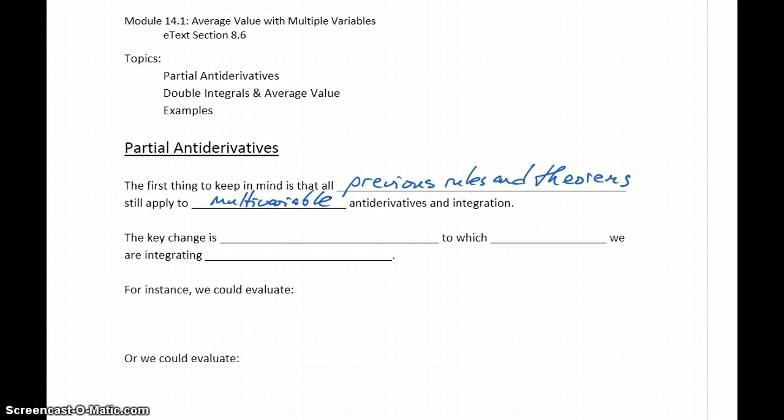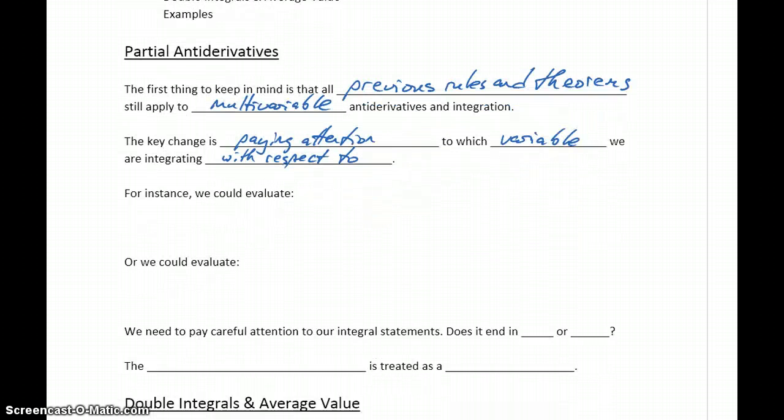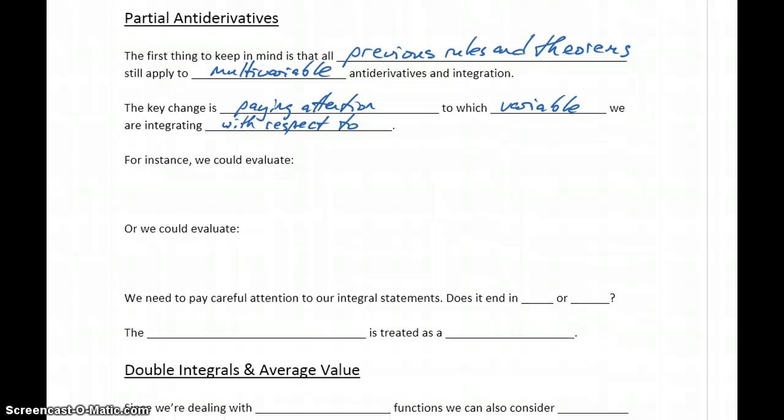So the key change, since we're saying all these previous rules apply, is paying attention to which variable we're integrating with respect to. Since we have multiple independent variables, we're going to have to make sure that we're careful with identifying whether we're integrating with respect to one variable or the other.